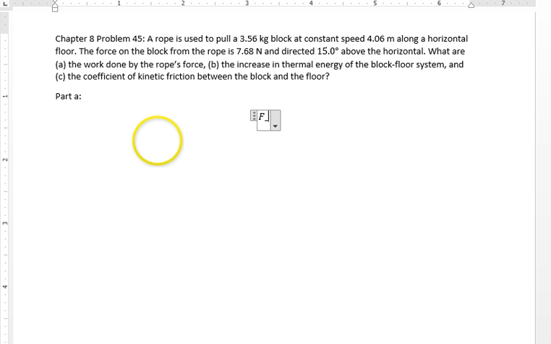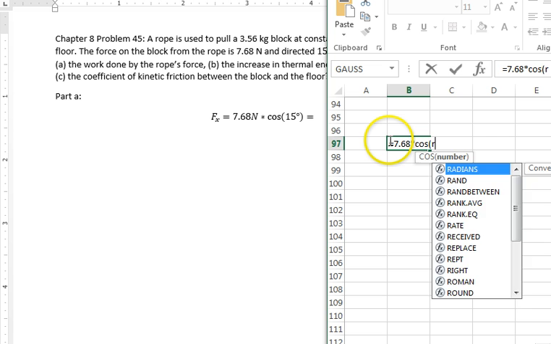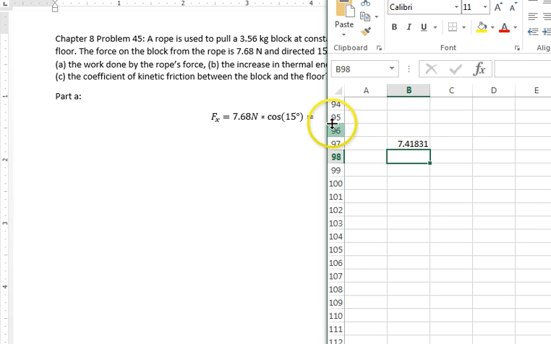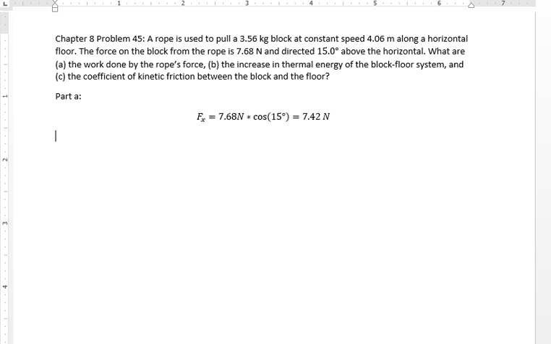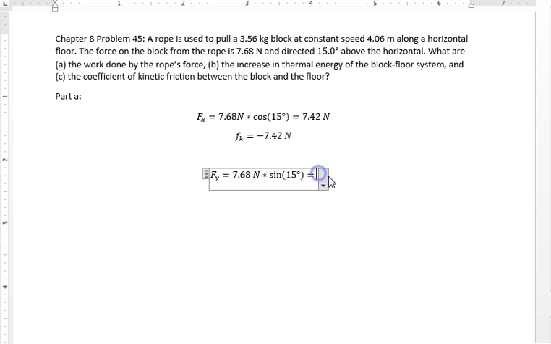So F in the x direction that we're applying is 7.68 newtons times the cosine of 15 degrees, which is 7.42 newtons. That also means that the force of friction is minus 7.42 newtons. Now, the force in y is 7.68 newtons times the sine of 15 degrees, which is 1.99 newtons. Okay, that's important.